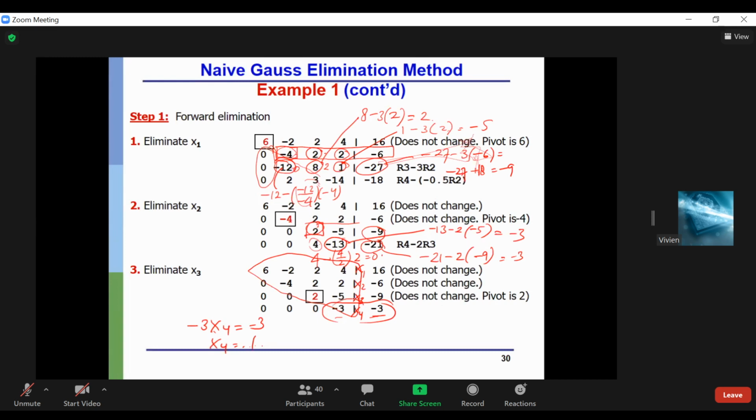Once we have x4, we can continue to the second equation from the bottom. That means the second equation is basically 2x3 minus 5x4 equals minus 9. So if we want to find x3, we can find it from minus 9 plus 5x4 divided by 2. So if we have the value of x4 already, which is 1, that will be minus 4 divided by 2. So that will be minus 4.5.